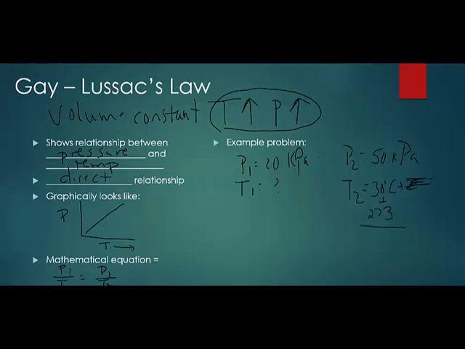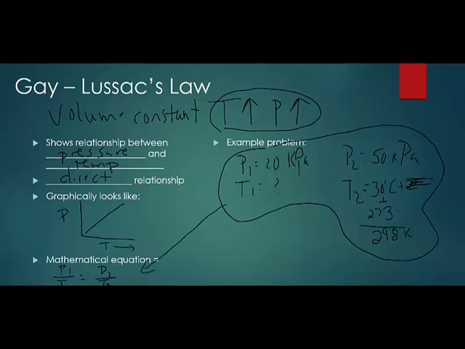So therefore, I need to add 273 to make it go to Kelvin. So now my temperature is 298 Kelvin. And so now that I have my P1, my P2, my T2, so I have 3 out of the 4 variables, I can go ahead and do my mathematical equation and plug and chug. So please go ahead and do that.